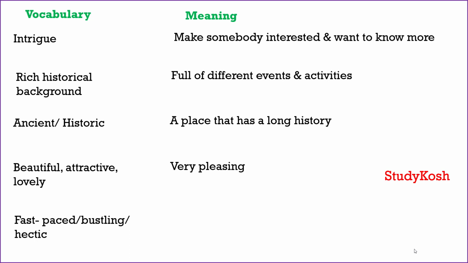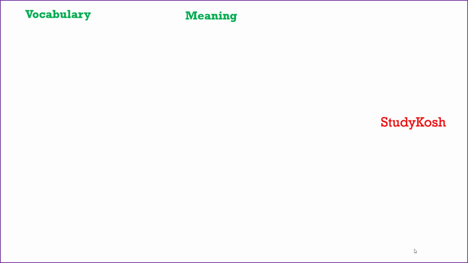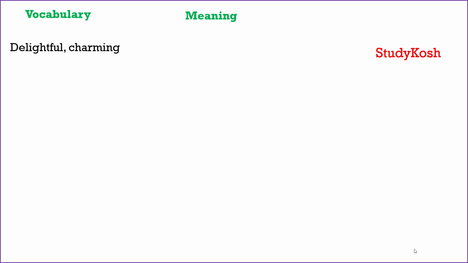Now students, three of these words can be used to identify a crowded or a busy place. If you are talking about a place and you want to say that most of the time this place is very crowded, there are so many people, streets are very busy, you can use the word fast-paced. You can also use the word bustling. Moving further to our next word, that is delightful or charming. For something very pleasing, very nice, you can use the word delightful or charming.